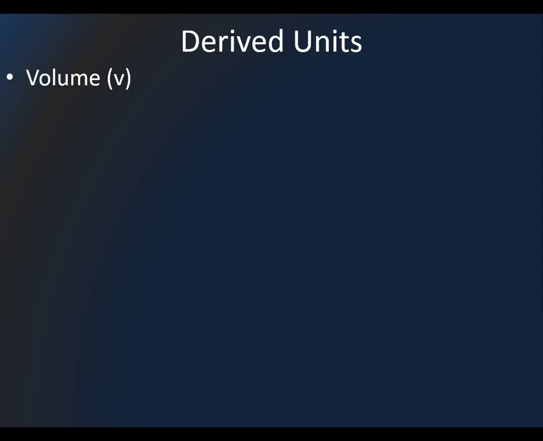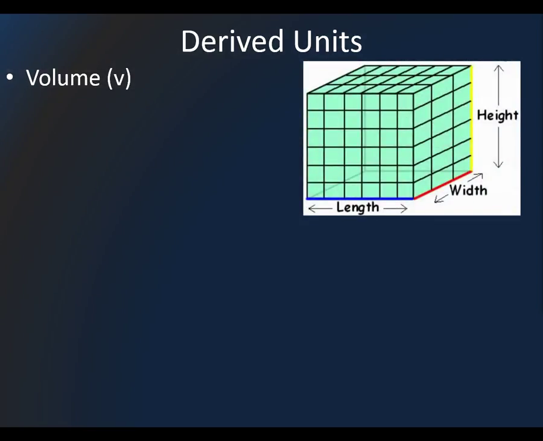So we have other units that we haven't talked about yet. For example, volume. Volume is what's referred to as a derived unit. The base units are put together to create a new unit. In order to get the volume of a square like this, we need to take the length times the width times the height.